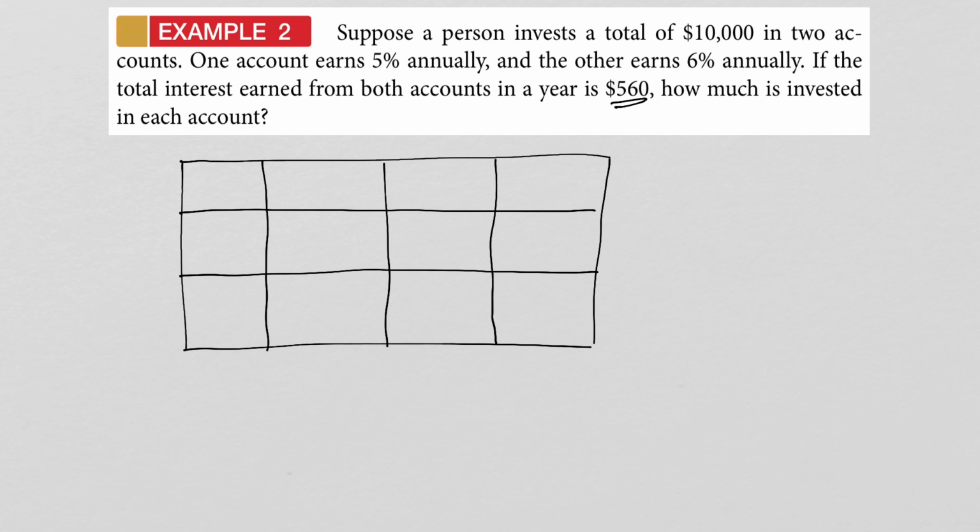But in this problem, we have 2 accounts. We have a 5% account and we have a 6% account. And I'm going to put that over here to the side. And we don't have another name, so I'm just going to call it the 5% account and the 6% account.